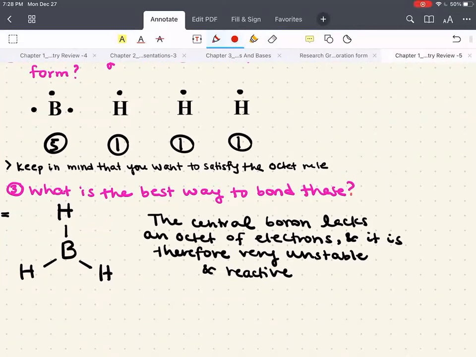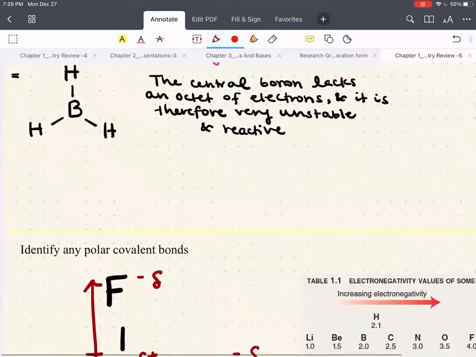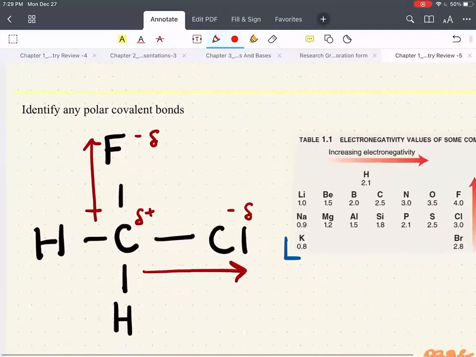But the reason why it's so unstable is because that central boron lacks an octet of electrons. And so even though it forms 3 bonds with hydrogens, all 3 electrons that boron has in its valence electron shell are bonded to an atom, it still lacks an octet. And that's why it's really unstable and reactive. All right, let's do another problem.